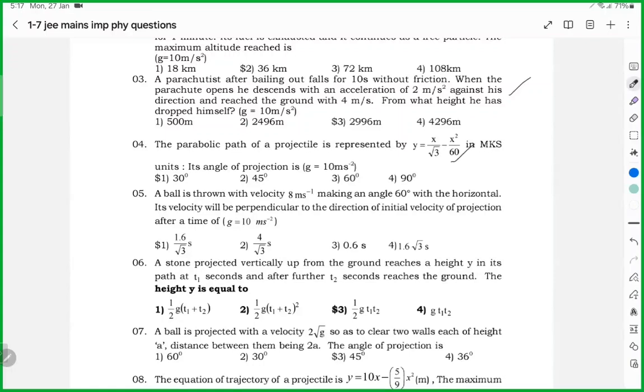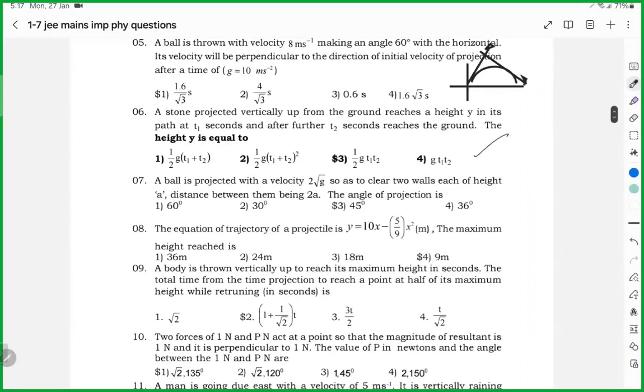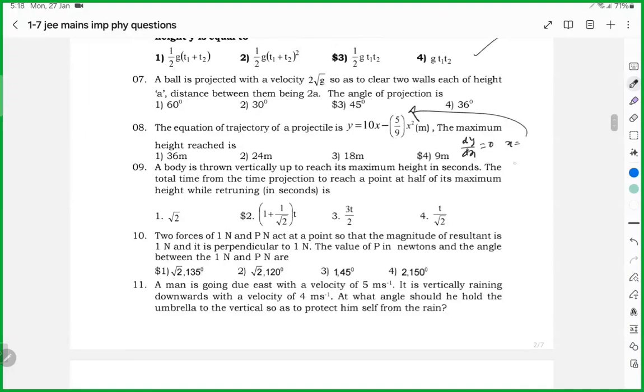And here they'll ask the standard question: after what time is the velocity perpendicular? So this is another standard question. It's a one-dimensional question. Here, this one also, maximum height reached. To differentiate it, you get the x value and then substitute here. You get the corresponding y, you get the maximum height reached. And based on that, they can ask range also. You get x, double it, you get 2x, which is the range. These are all other standard questions.